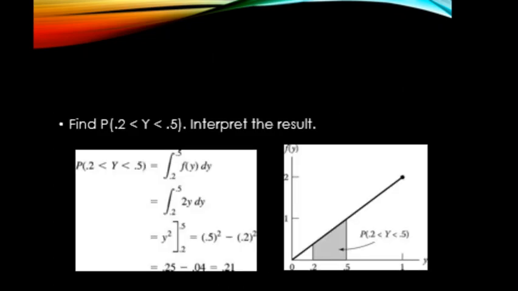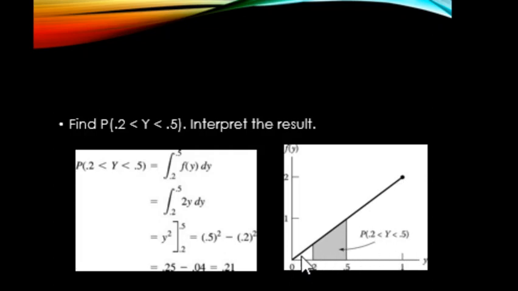Next, this is what the function looks like if we draw it. This is our variable y, which is defined between 0 and 1, and f of y is 2y. At 0.25, it's 0.5. At 0.5, the value of f of y is 1. At 1, f of y is 2. So this is what it looks like, and this is the total density. The total area under the curve is 1.